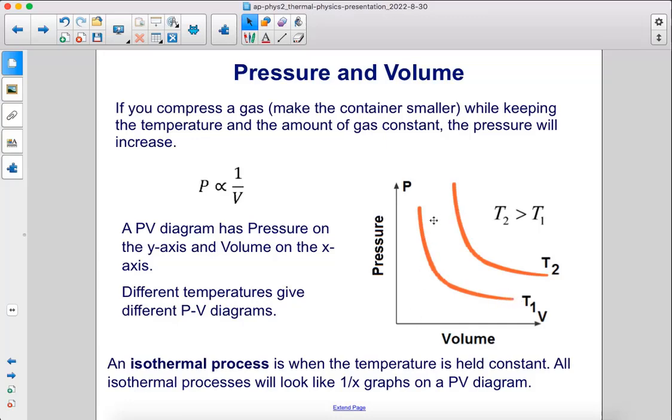So all isothermal processes will look like 1/x graphs on a PV diagram. And you can see that two gases at different temperatures are going to have different isotherms or isothermal graphs, because the higher temperature gas will be up here, the lower temperature gas will be here, but the shape of that graph will be the same.